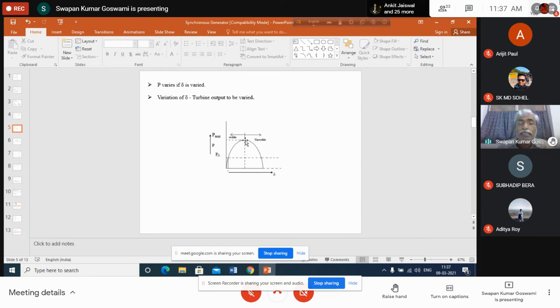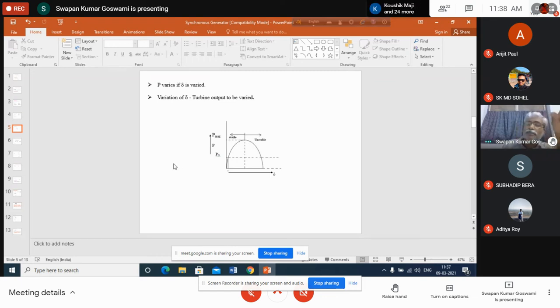Obviously, any shift from this point, above this point, that means the input power is moved above this point, then what will happen? If this is the position of the input power line, you see that the output power curve is always less than the input power line. That means the generator will always accelerate, because input power is always greater than the output power.